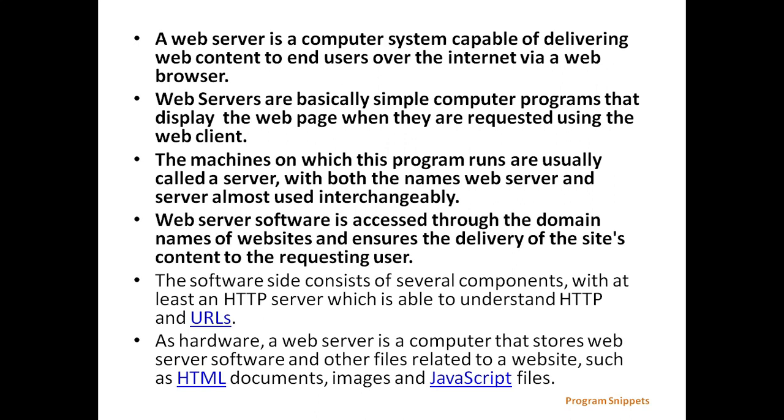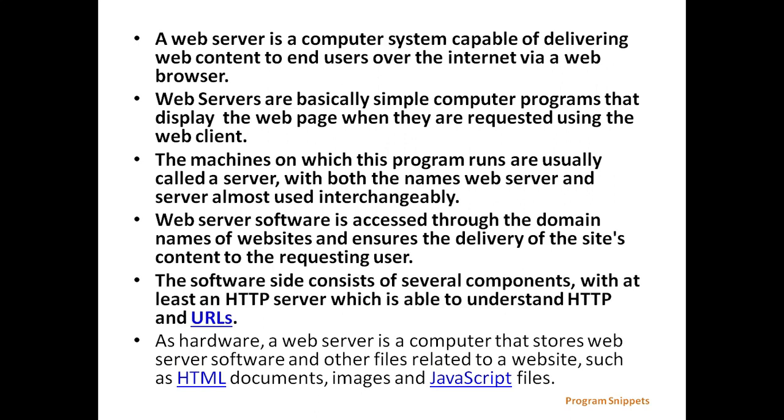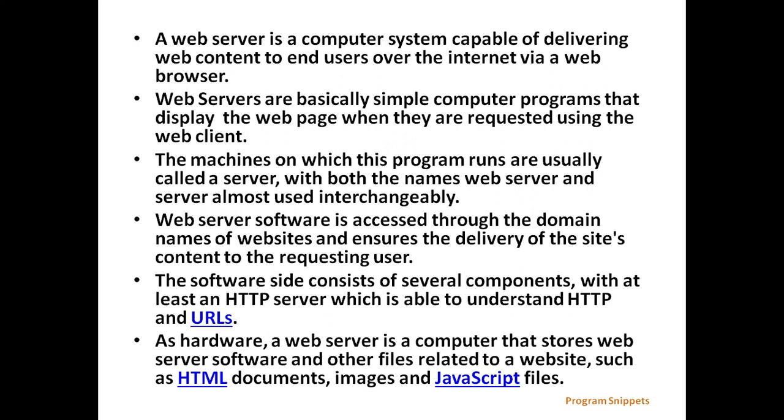Web server software is accessed through the domain names of websites and ensures the delivery of the site's content to the requested user. The software side consists of several components, with at least an HTTP server which is able to understand HTTP and URL. As hardware, a web server is a computer that stores web server software and other files related to a website, such as HTML documents, images, and JavaScript files.